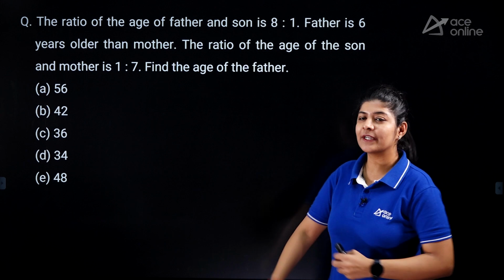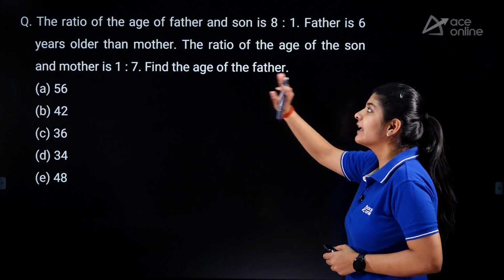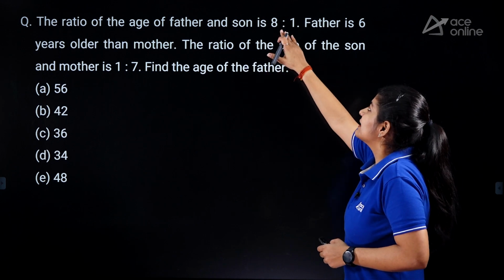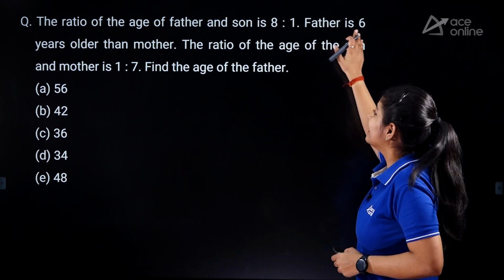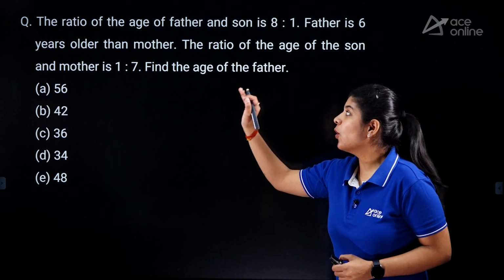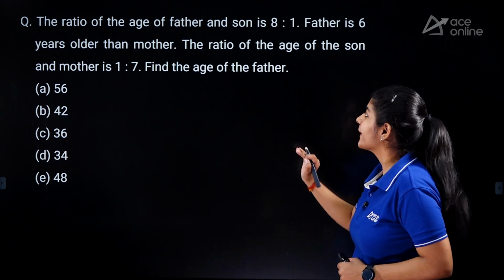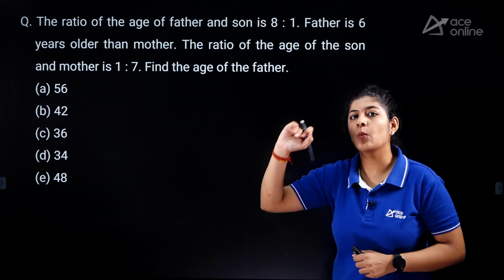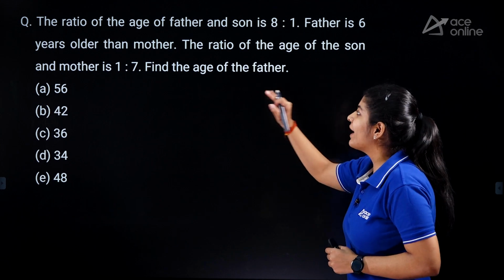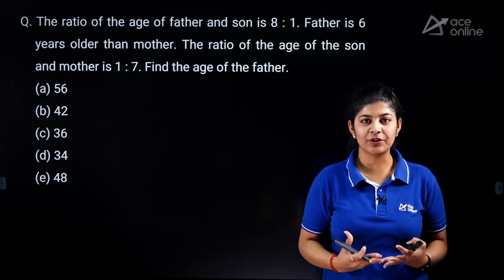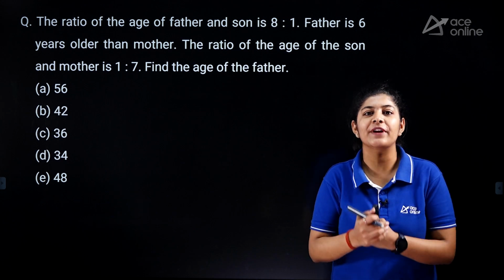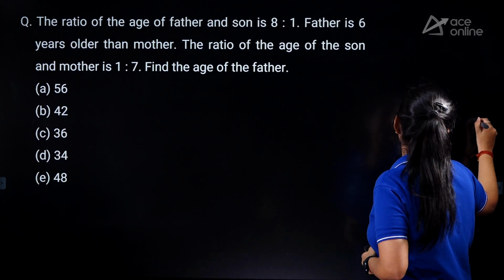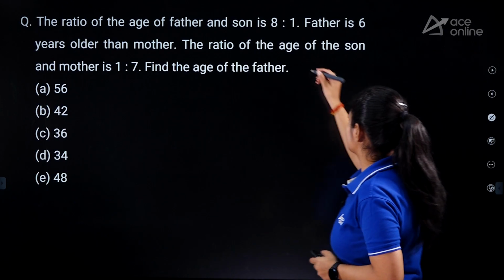So this first question says that the ratio of the age of father and son is 8:1. Father is 6 years older than mother, right? The ratio of the age of the son and mother is 1:7. Find the age of the father. Now what we have to do is find the age of the father. So basically this is our question.